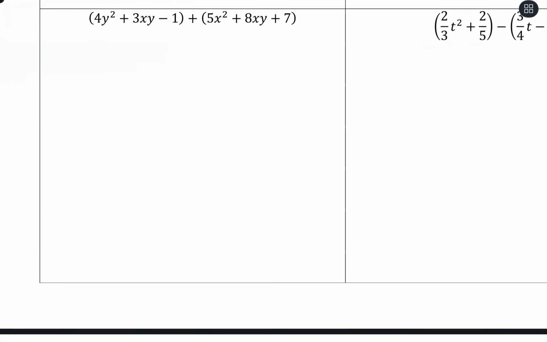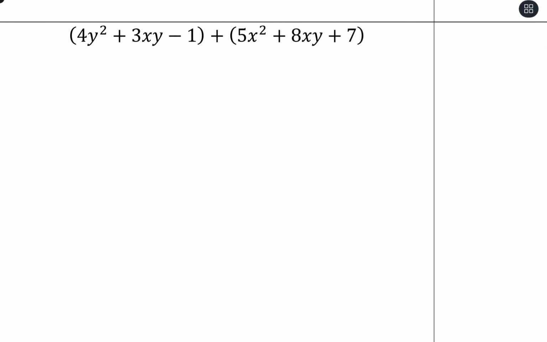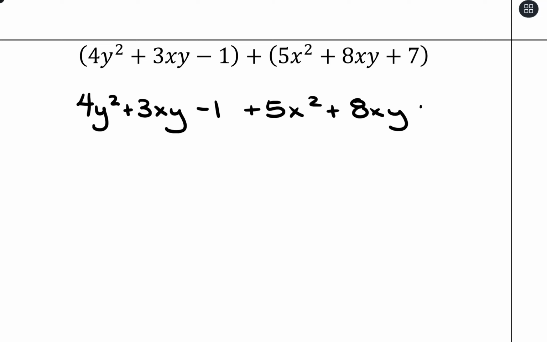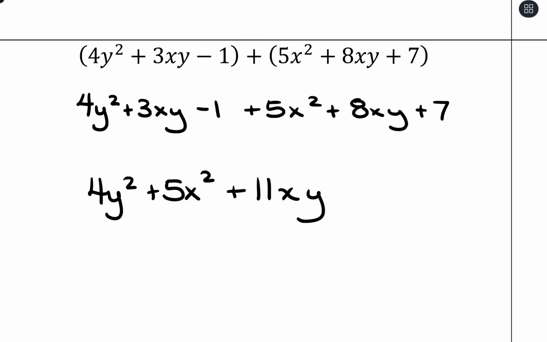Okay, some more examples here. So adding, we just carry on through. Minus 1 plus 5x squared plus 8xy plus 7. And looking for like terms, I'll have the 4y squared plus 5x squared plus 3xy plus 8xy, which we can combine to 11xy, and then a -1 plus 7 is a plus 6.